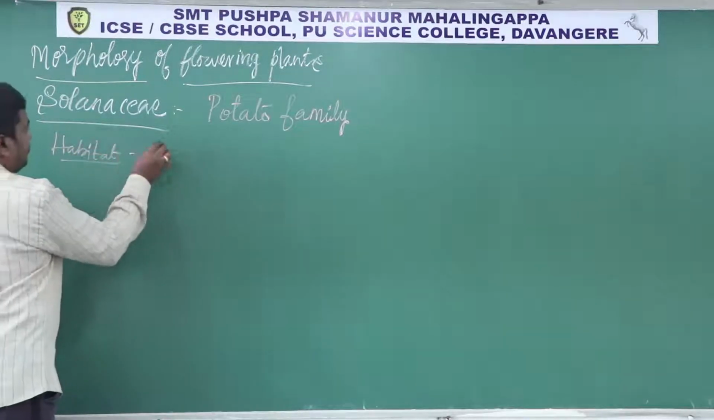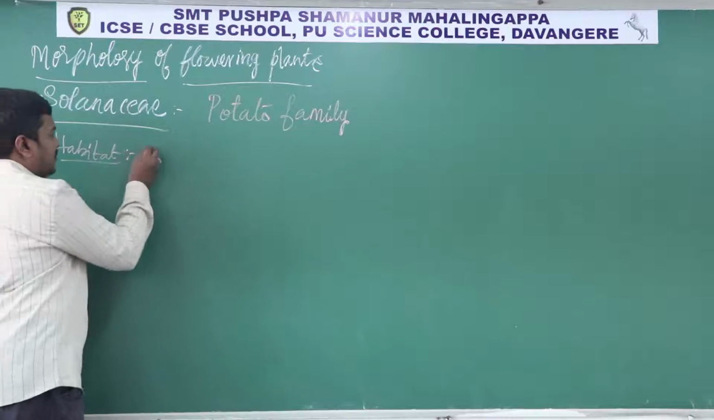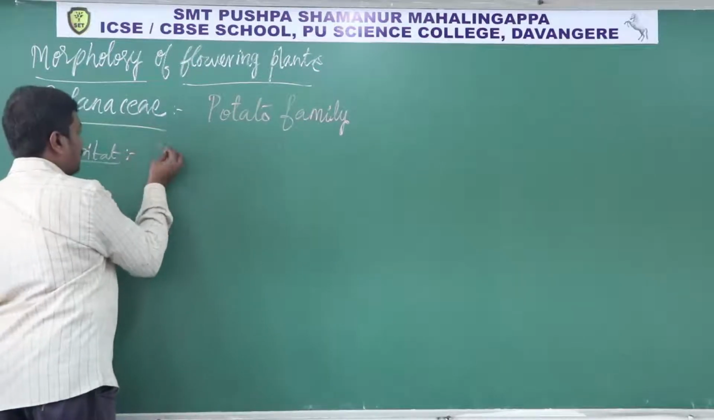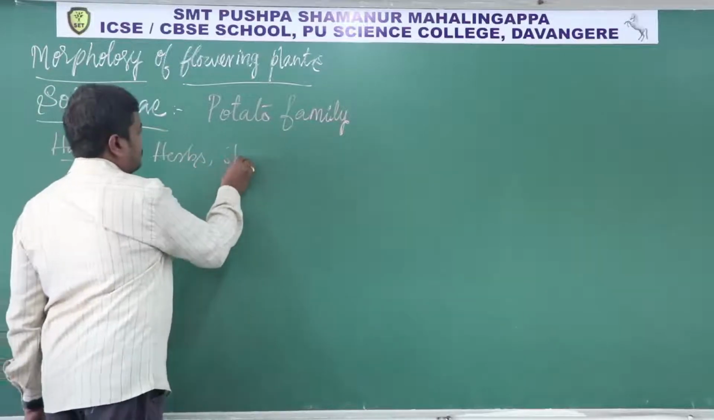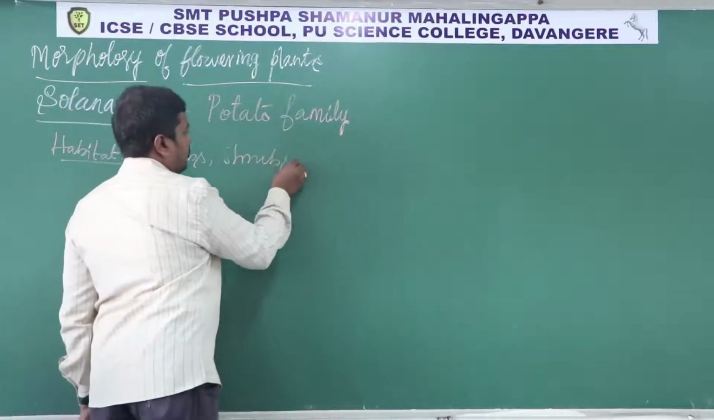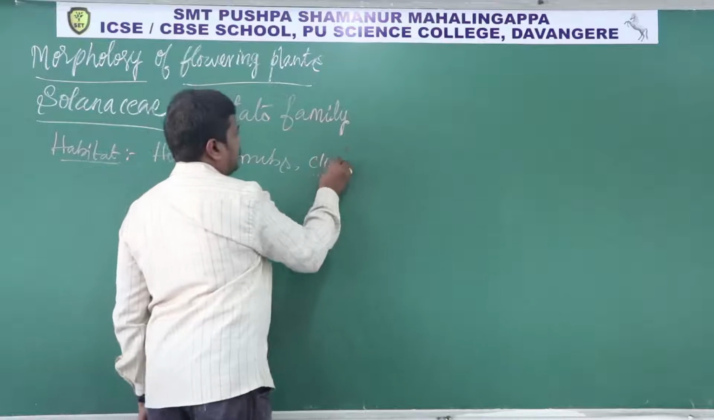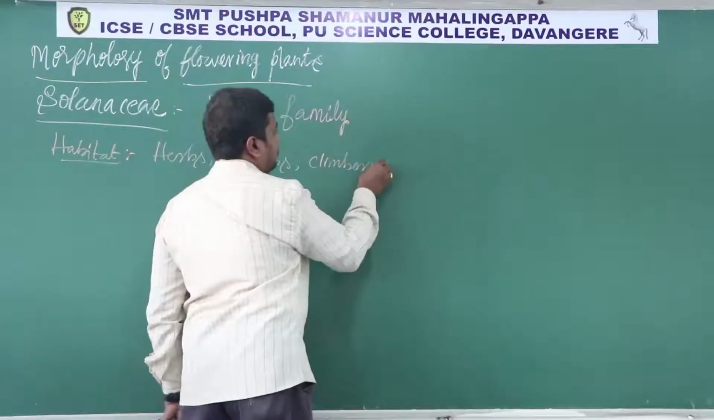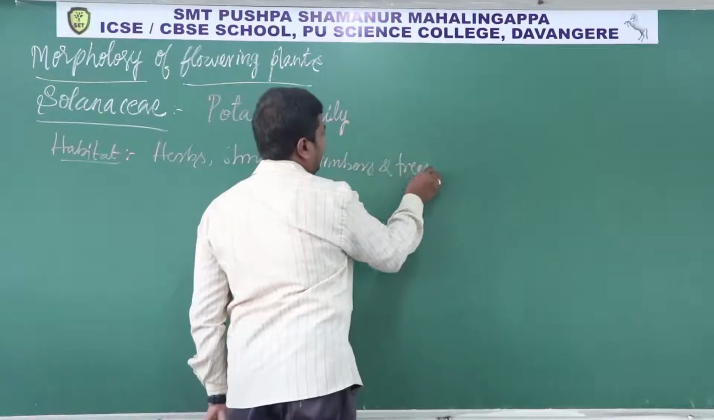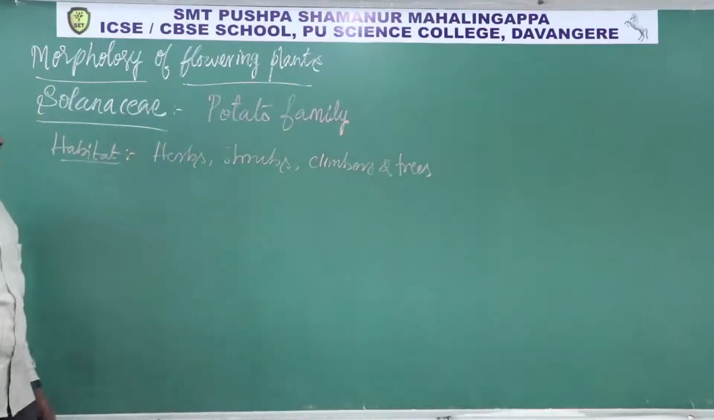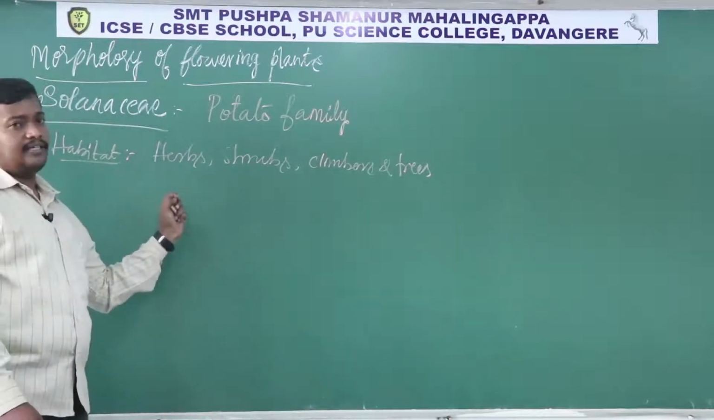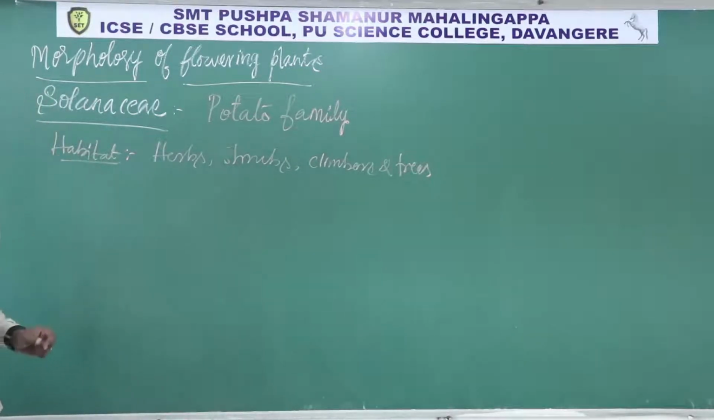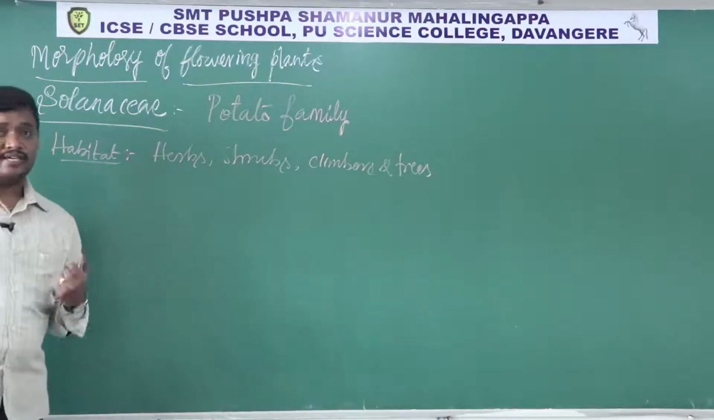Habitat: the plants which belong to Solanaceae are herbs, shrubs, climbers, and trees were also there, but very few trees under this family. The family is distributed throughout the world. Solanaceae plants are found everywhere, in temperate regions and tropical regions.